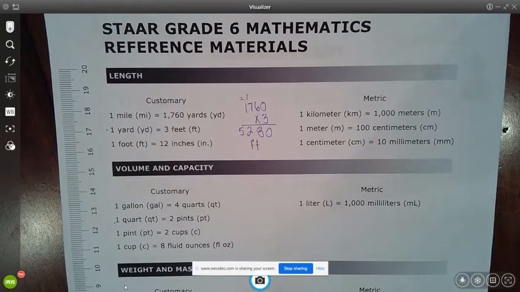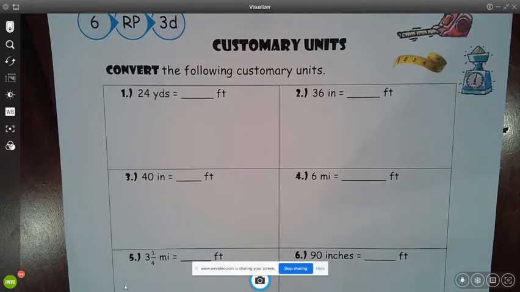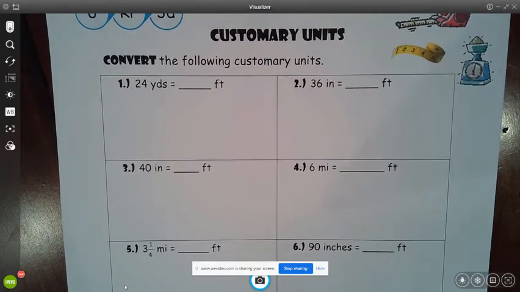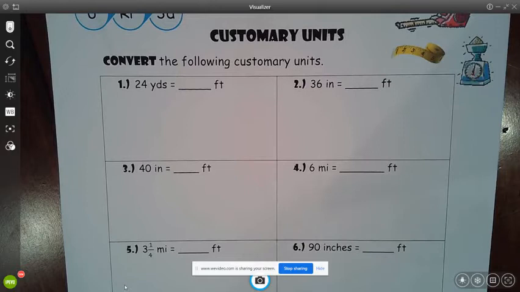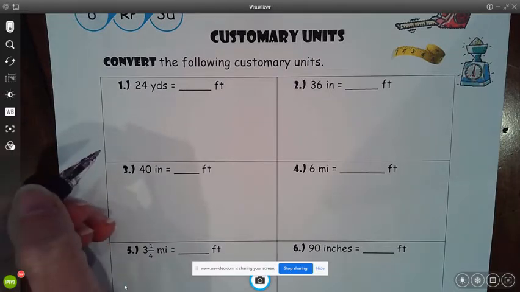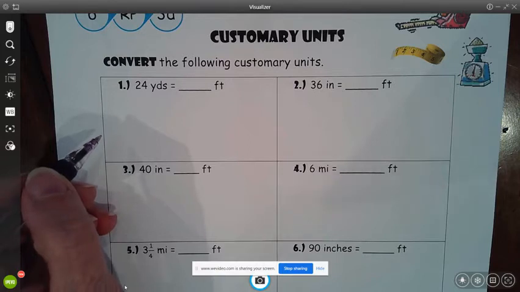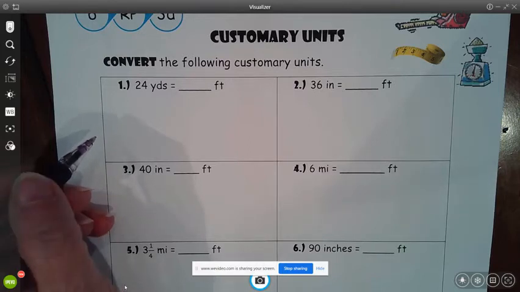Okay, we are continuing with measurement today. Today is customary units, so you will need our reference chart for this activity. I've kept these problems pretty simple. It's just the basics. Tomorrow we'll actually use them in word problems and extend more. But I just want to get the basic concept down today. We're going to be using what we learned with unit rate, ratio and proportional relationships to help us solve these.